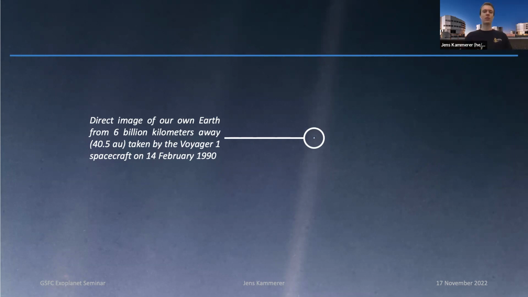And I think this image also illustrates nicely where we are hoping to go with the field in the far future. We basically want to study these Earth-like planets around other stars and hopefully search them for signs of life.